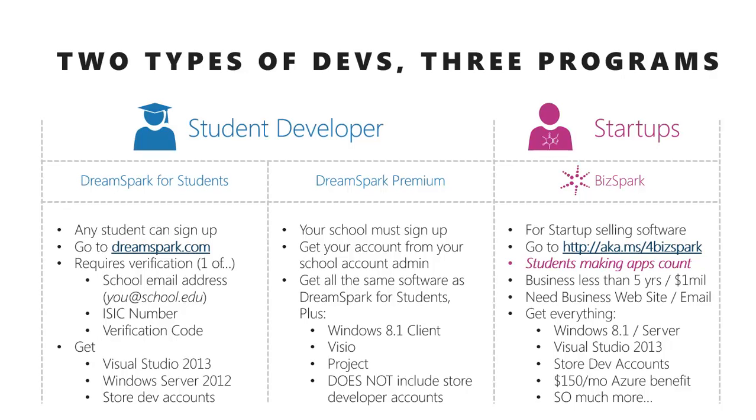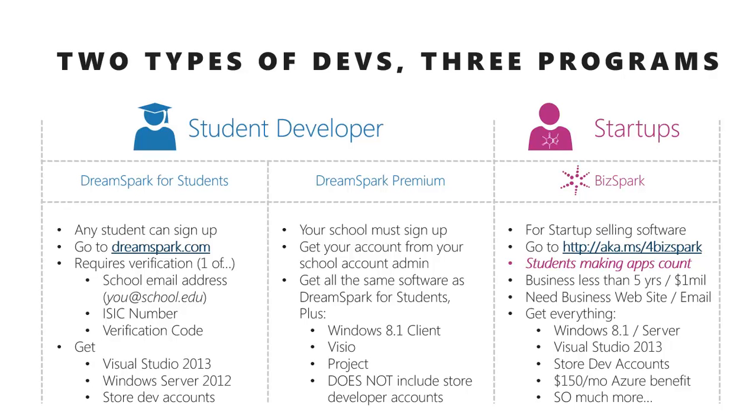You make less than $1 million. And we do require that when you enroll that you give us a URL for the website and an email for the business. But those could be really simple. You could just create a free Azure website or even a Facebook page or something like that, within a couple of minutes, as well as an email account, like a free Microsoft account for your business. But once you're enrolled in BizSpark, you get everything.